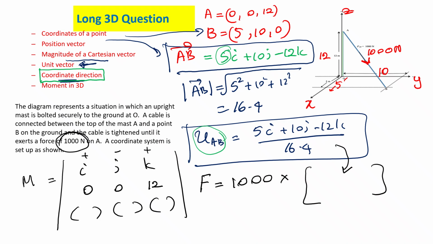Any question? Yeah, okay. So in this question, at first I found F, 1000 times the unit vector, and I get i, j, k. And I put those numbers in. If you have a minus, you need to put the minus. You put them in and you expand them. Okay, so let me see what else I have.